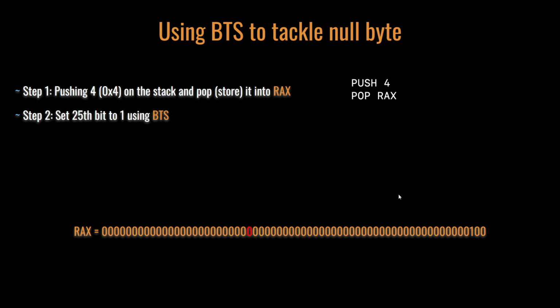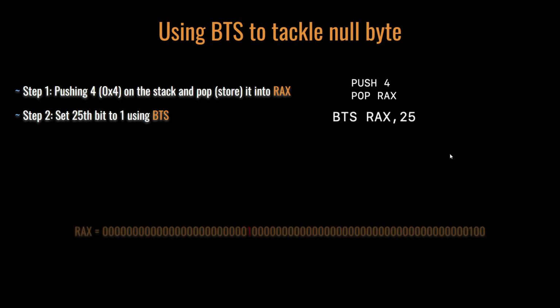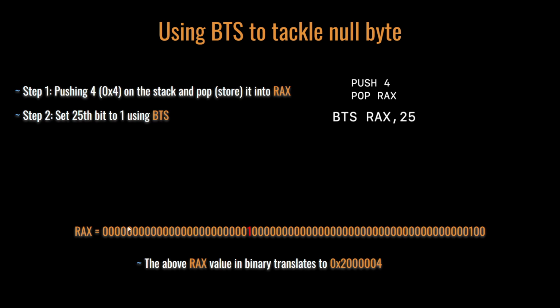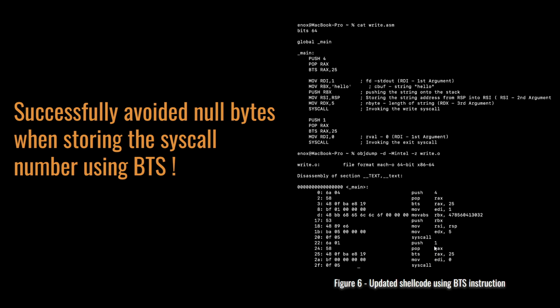Following is the binary representation of the number 4. Now step 2 would be to set the 25th bit to 1 using bts, and this is done using the following instruction, bts rax, 25, which is the 25th bit. Now this is what happens here. As you see, the value on the 25th bit was 0, it became 1. And now this binary translates to our syscall number. Now if we were to compile and run this and also dump the shellcode for it, we see that there are no longer any null bytes when storing the syscall number.